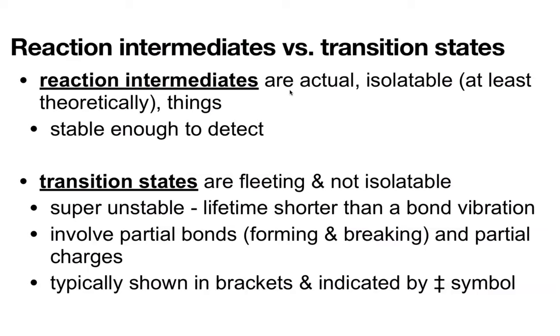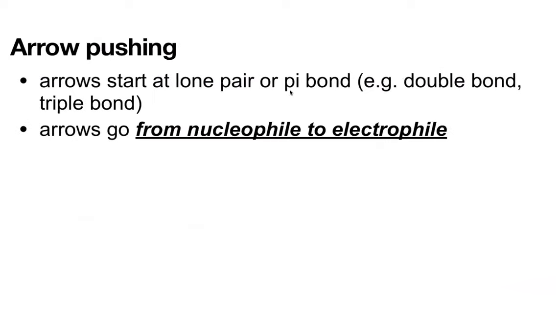And so kind of like Santa, we know he exists because we see those presents in the morning, but we're unable to capture him in action. Okay, so these involve partial bonds forming and breaking and partial charges, and so they're often really, really awkward. The enzyme is going to be able to do things like provide the opposite charges to help stabilize them. Transition states are typically indicated by the double dagger symbol, and the transition state will often be shown in brackets.